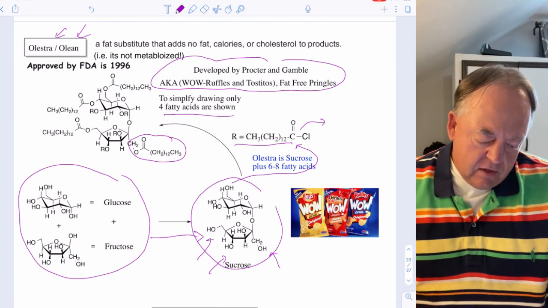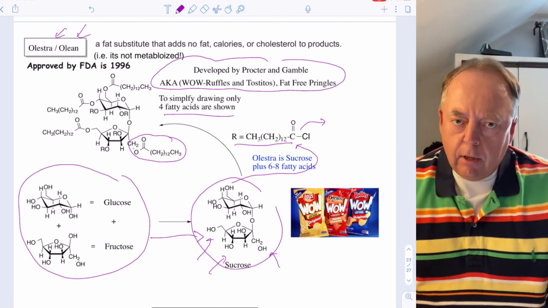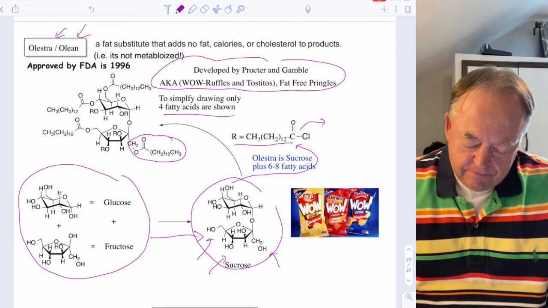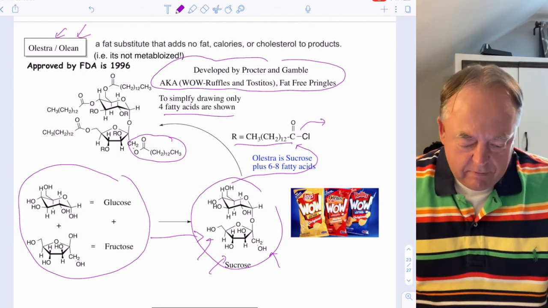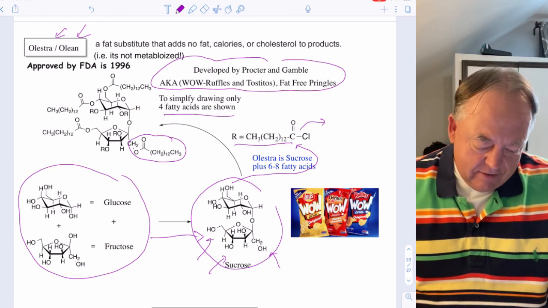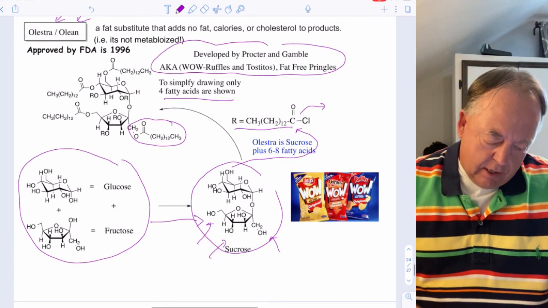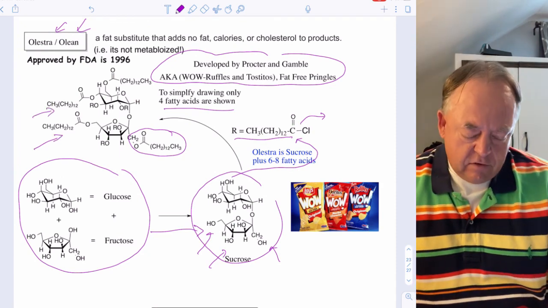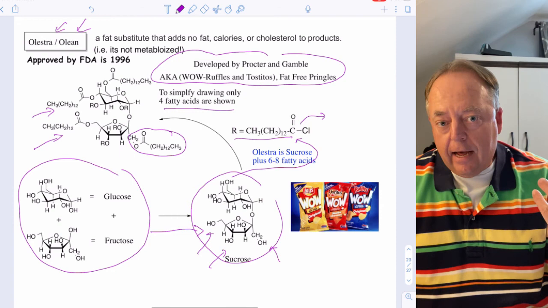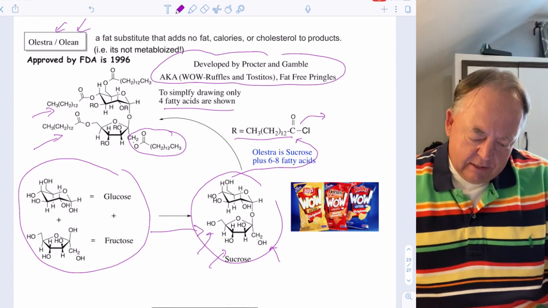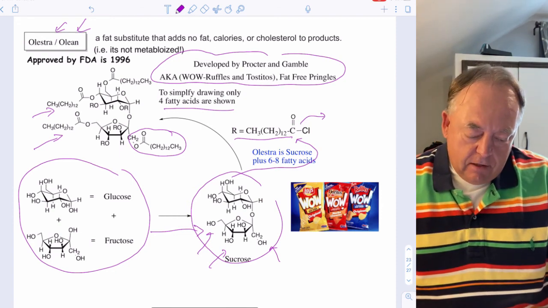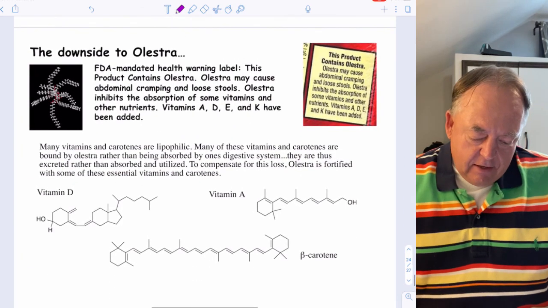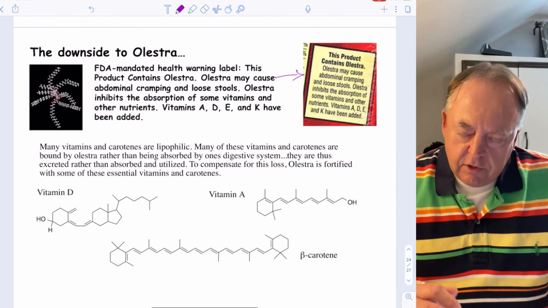They put it into some of their chips. I never noticed the brand on the shelf anymore, so maybe people were not too impressed with it. And there's reasons why. There are some downsides to this, but as you can imagine, all of these fatty acid derivatives kind of have the texture of fat, but it's not metabolized, so there's no calories to it.